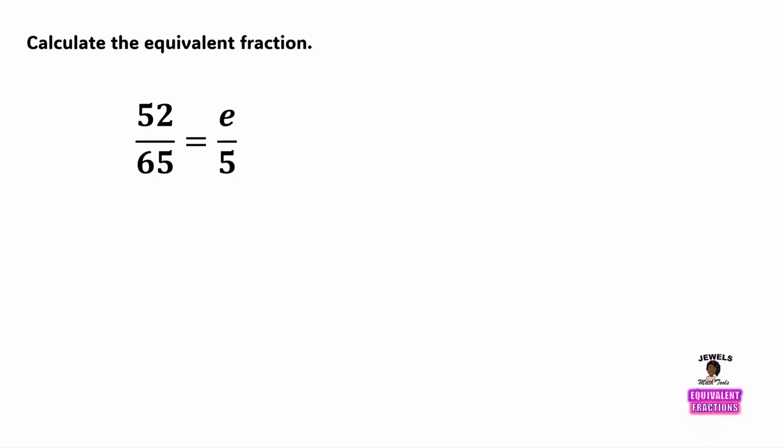In our first example, we have 52 over 65 and E over 5. Now, in looking at your numbers, I want you to remember that these numbers have a relationship to each other. We need to see how we get 52 to equal E, and also how we're going to get 65 to equal 5. Now, for this process, division is involved in our working. So to do that, I'll start by dividing 5 into 65.